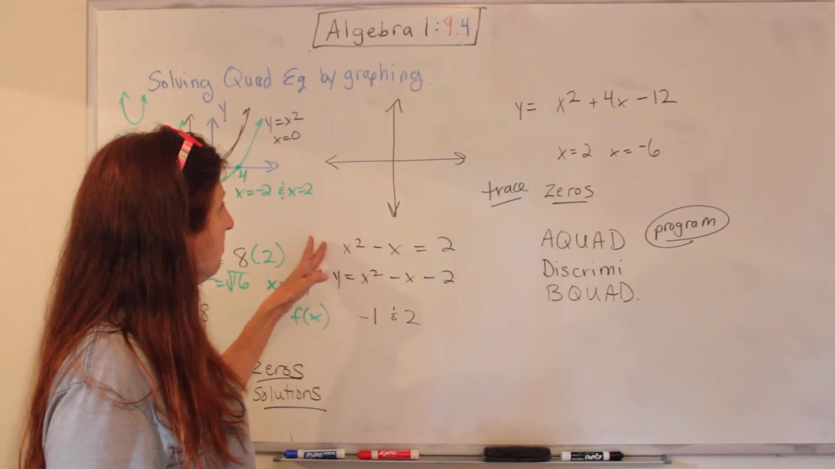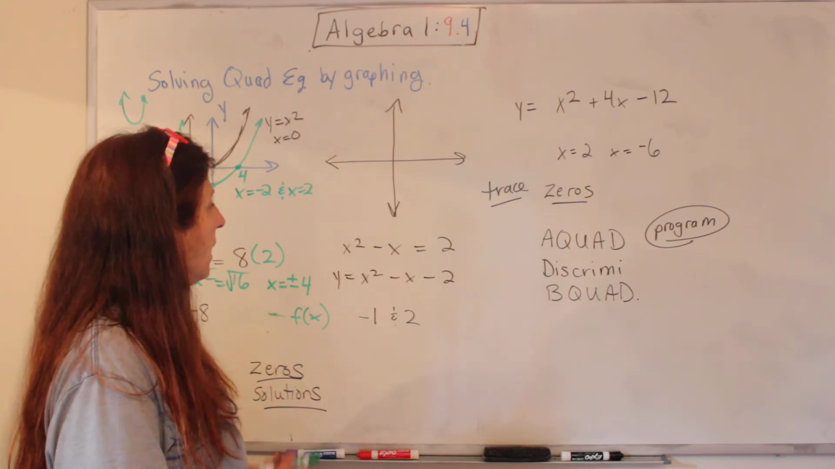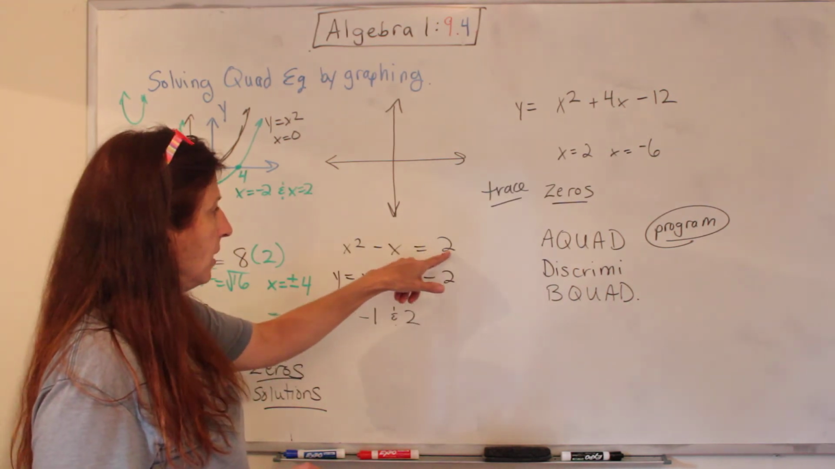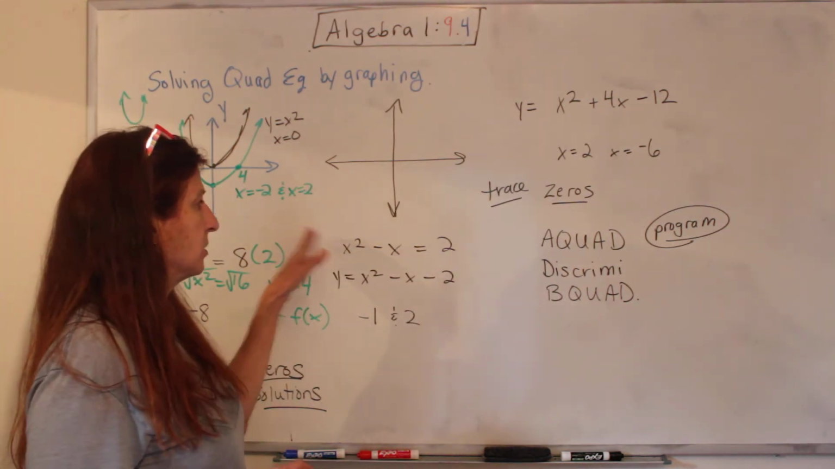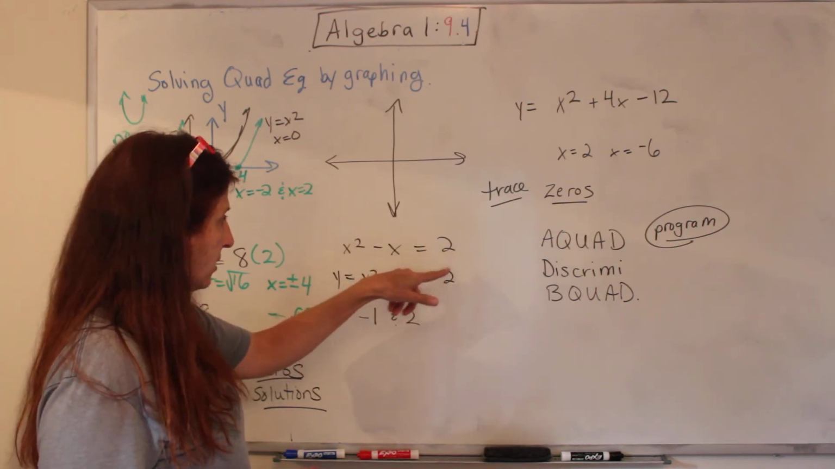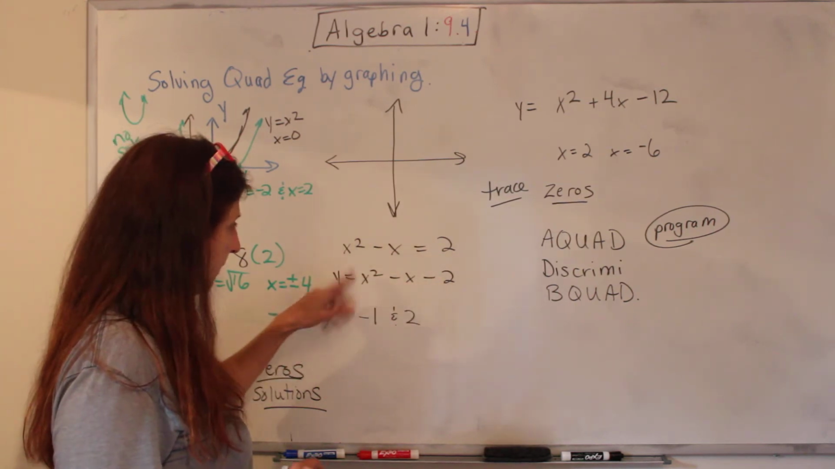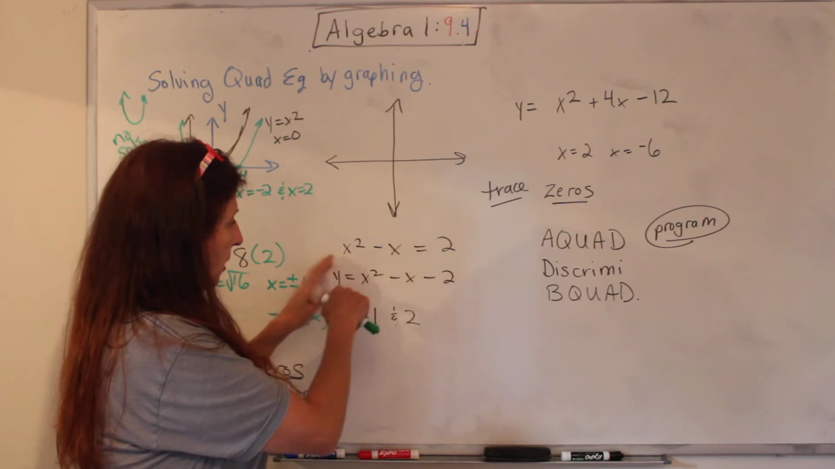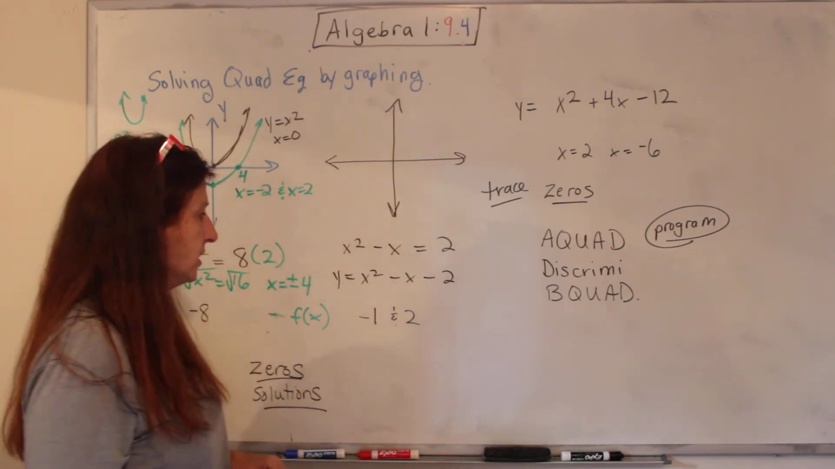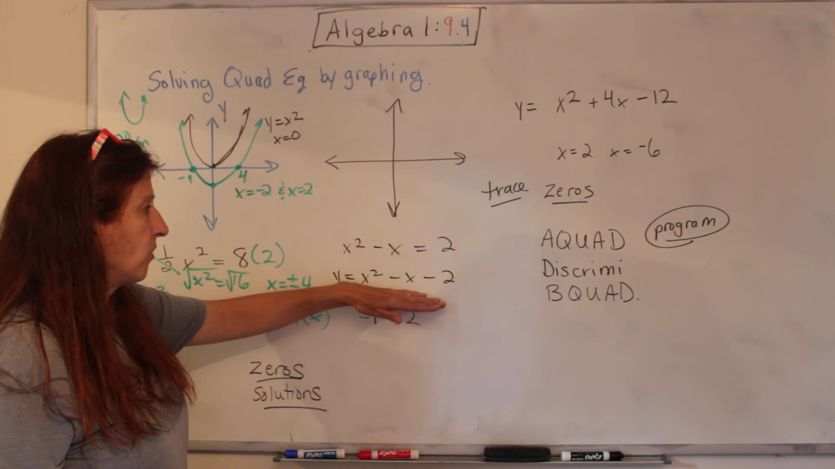Here is a problem that we're going to graph here. So we want to get all the letters and numbers on one side, so we're going to subtract 2 from both sides, and then that equals 0 or y. So this is our equation. And we can graph it on our graphing calculator.